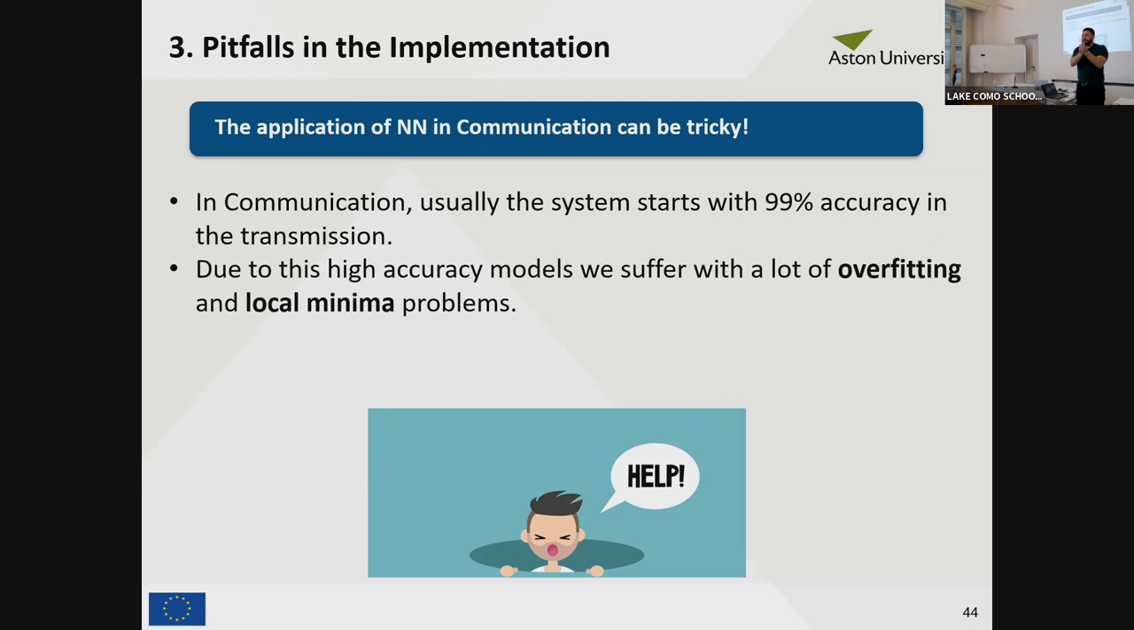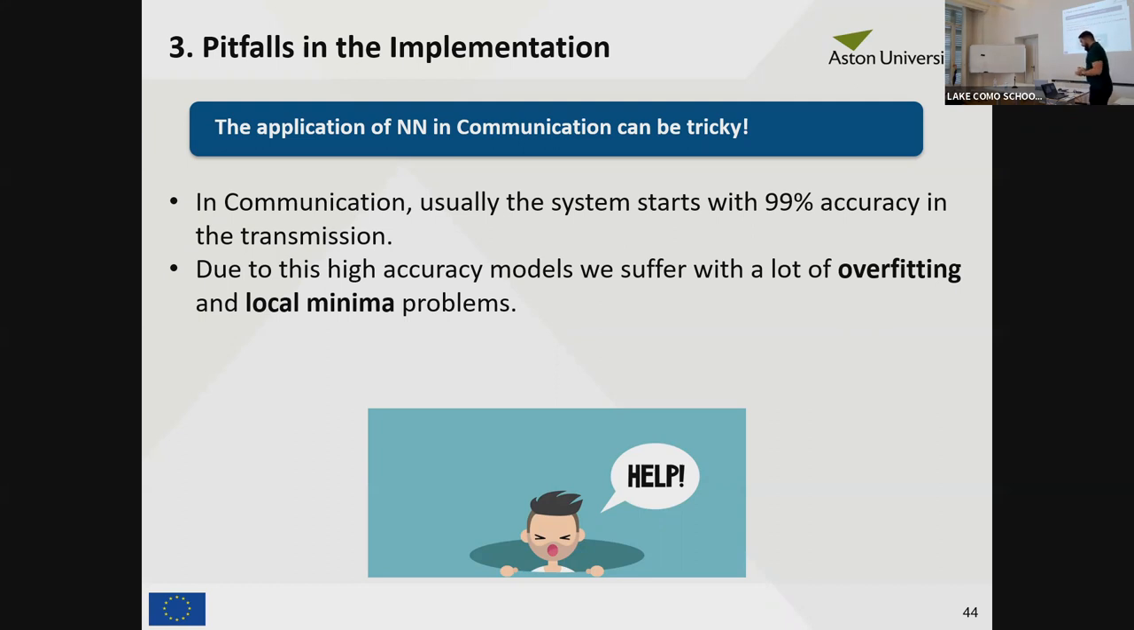Imagine that we have a loss function that already starts with this 99% accuracy. Why would it go further? It's much easier in the image classification task, where we have 50% accuracy and then we go up to 80, 95%. Here, we saw a lot of other applications of machine learning with 97, 98% accuracy. So this is one of the differences.